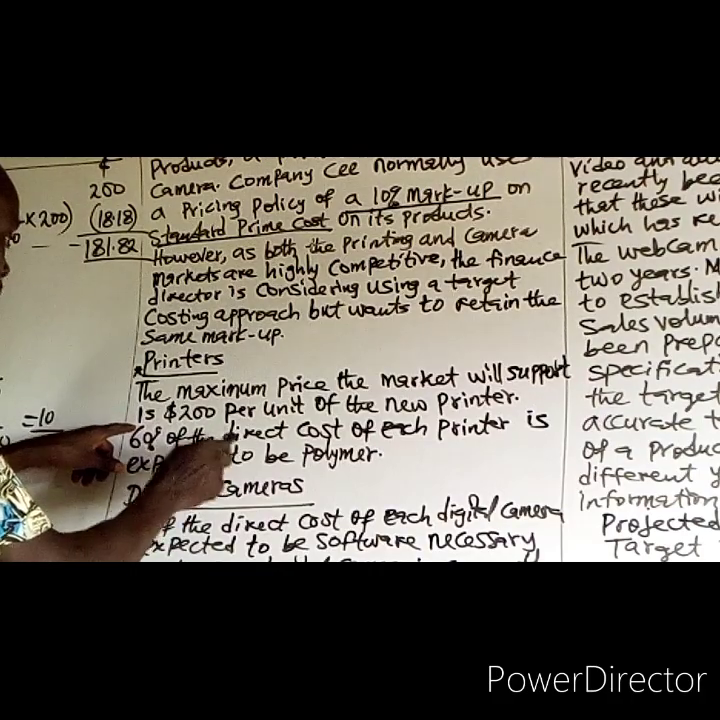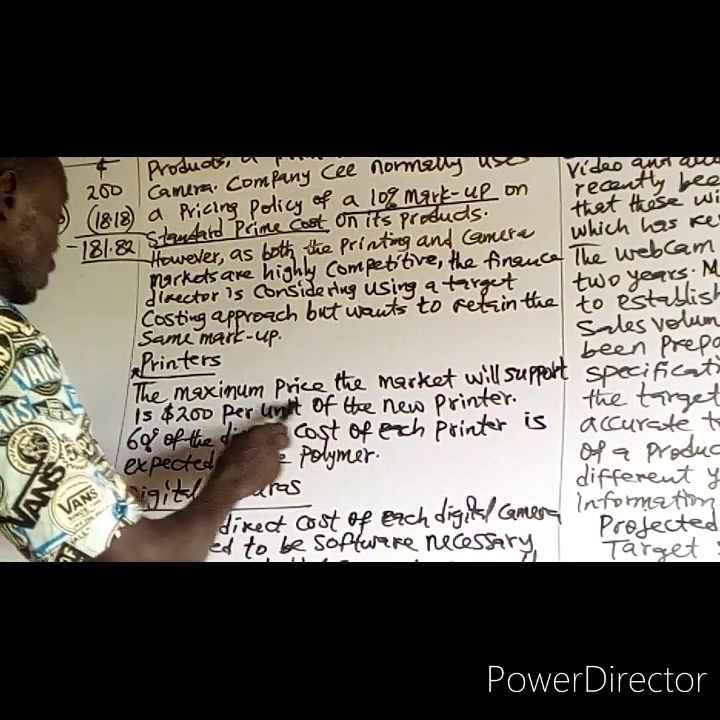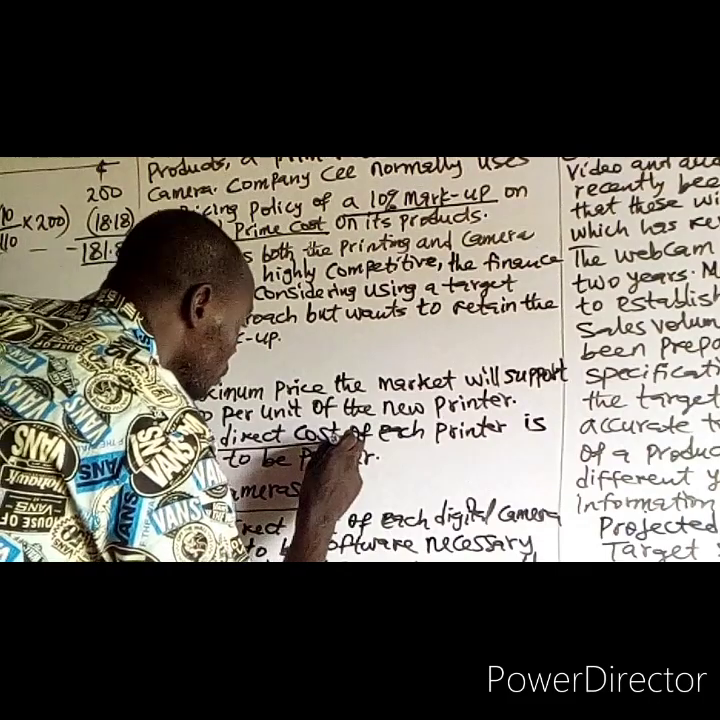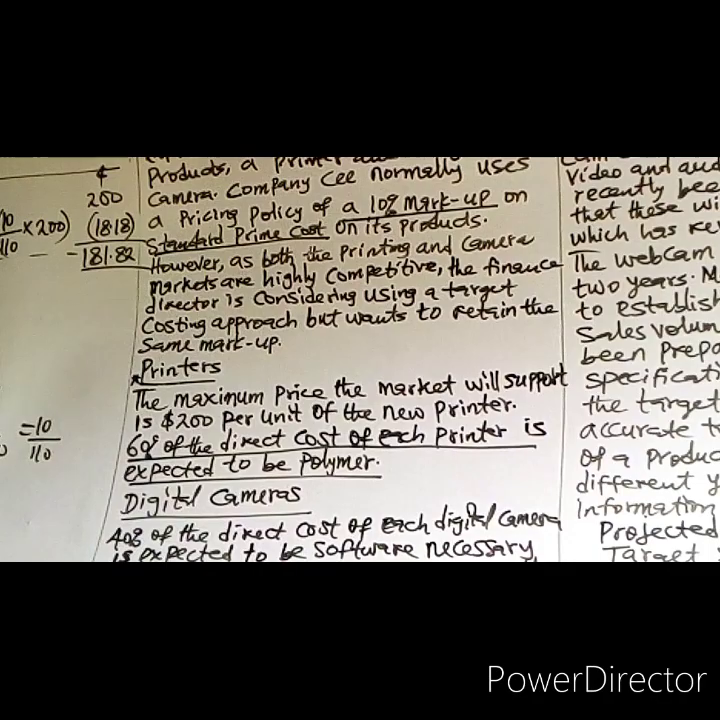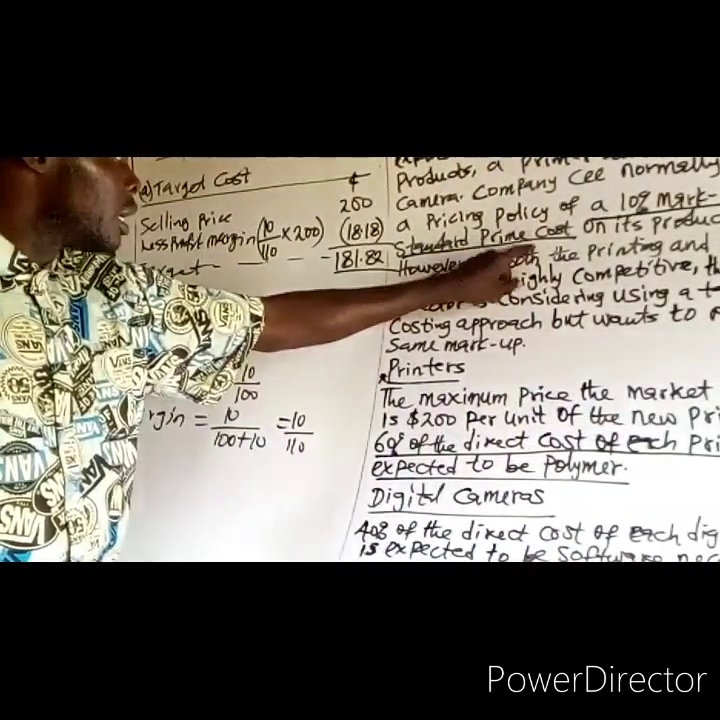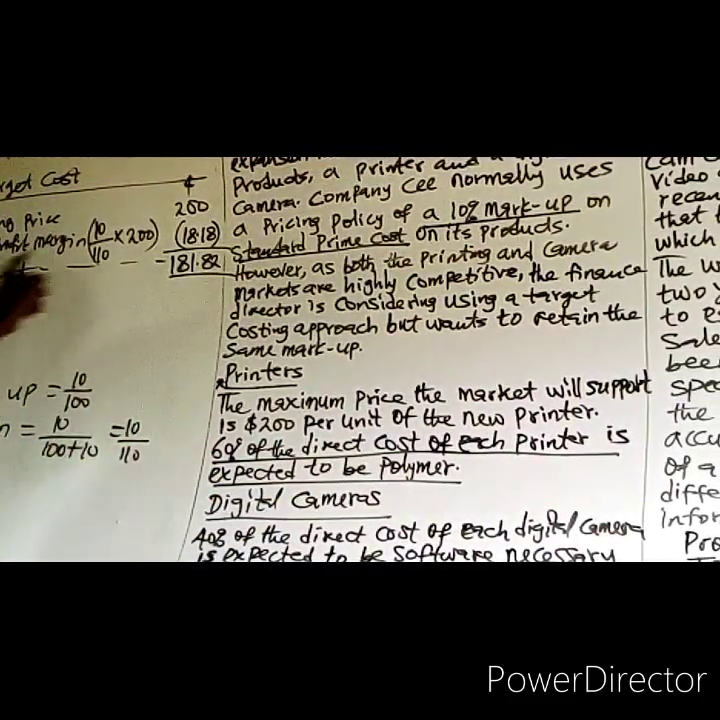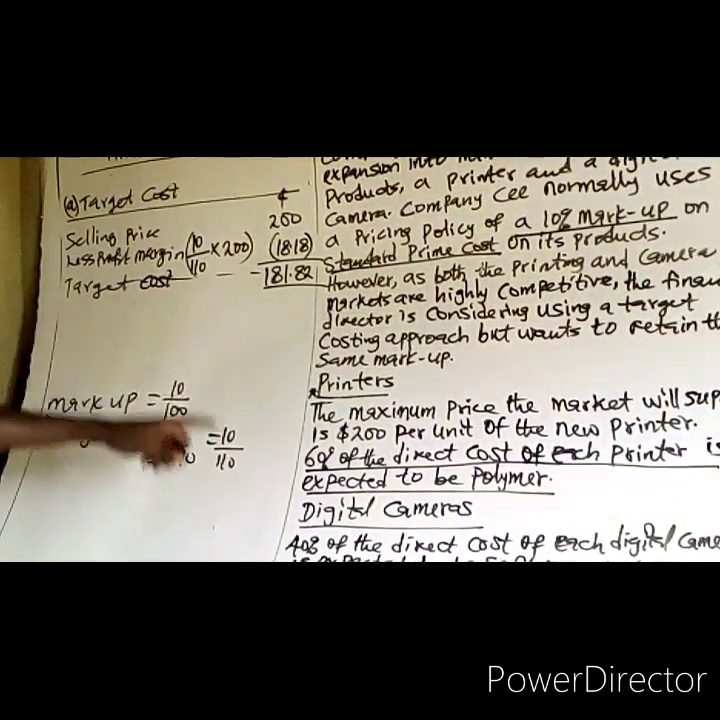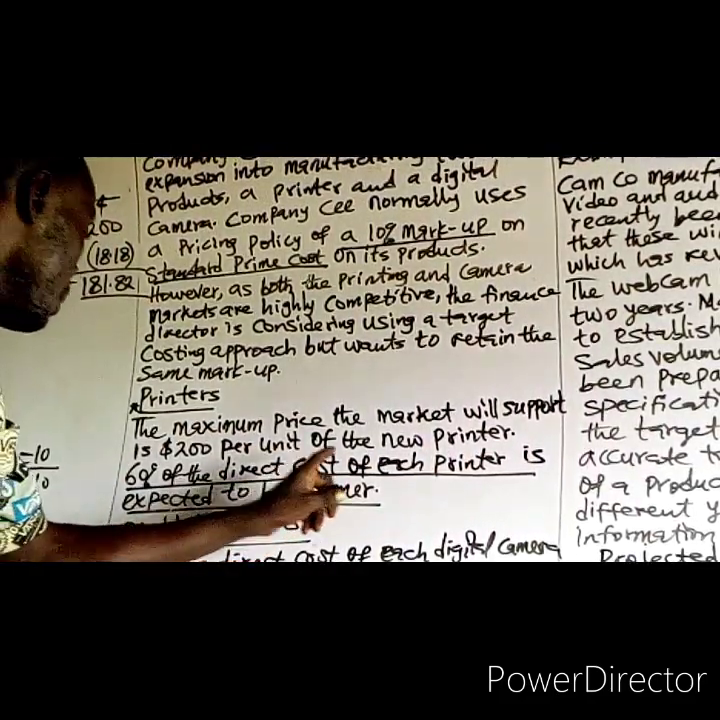Now, the question says that the maximum price the market will support is $200 per unit of the new printer. 60% of the direct cost of each printer is expected to be polymer. All these target costs are prime cost. The prime costs are direct cost. Now, 60% of the direct cost of each printer is expected to be polymer.